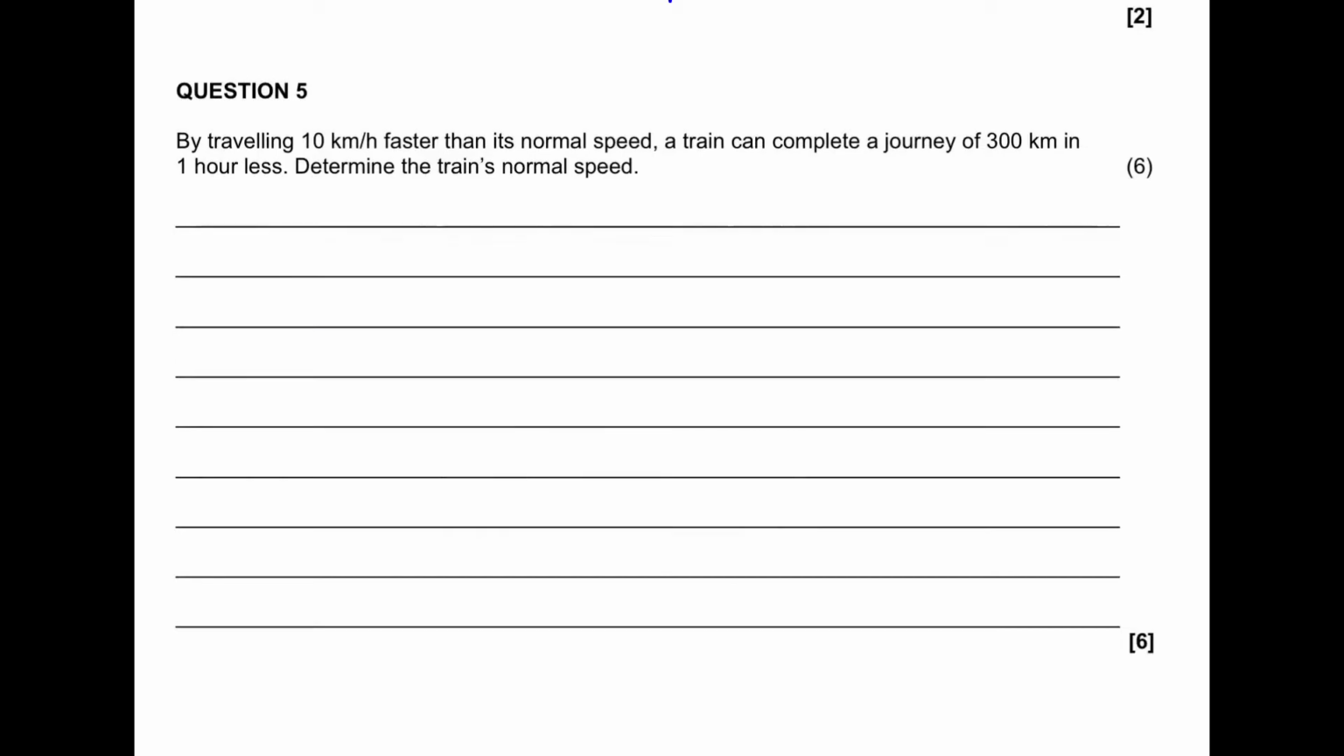Question 5, the word problem. By traveling 10 kilometers an hour faster than its normal speed, a train can complete a journey of 300 kilometers in 1 hour less. Determine the train's normal speed. Always let your variable be what the question's asking. It makes the end of the question easier for you to interpret. So you're going to say let the normal speed equal x.